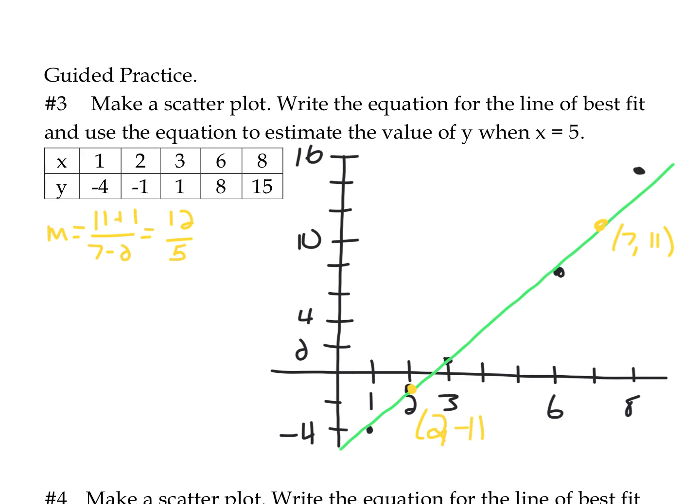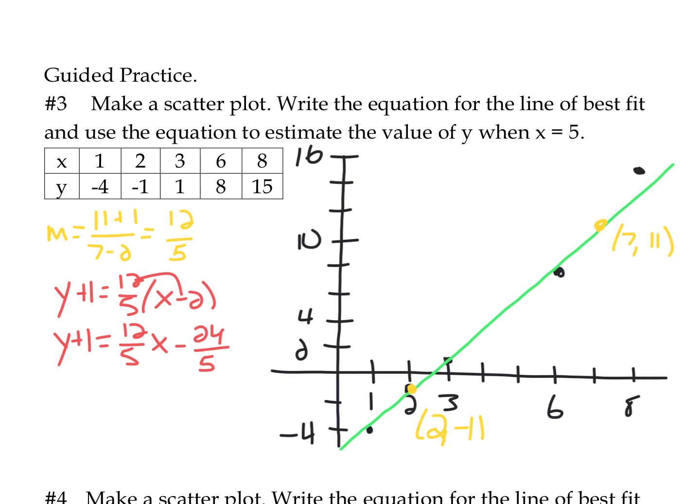So I'm going to use the point (2, -1) to write my equation from here. When I do that, I'm going to have y plus 1 equals 12 over 5, parentheses, x minus 2. And when I distribute, I'm going to have y plus 1 equals 12 over 5x minus 24 over 5, when I distribute the 12 over 5 times the negative 2.